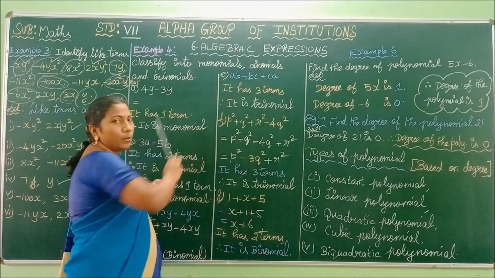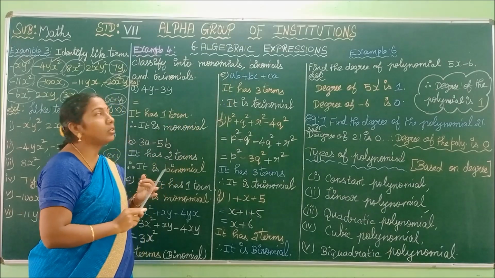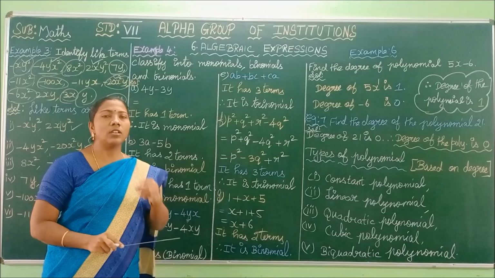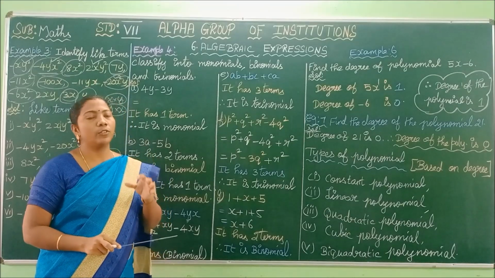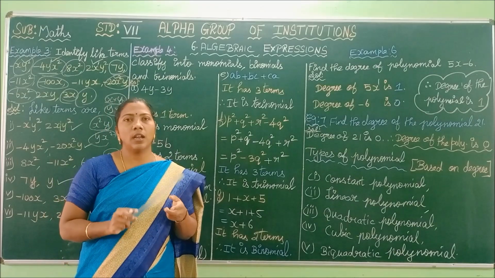Monomial, binomial, trinomial. Monomial means it has only one term. Binomial means it has 2 terms. Trinomial means it has 3 terms. How can you find the number of terms? The terms are separated by only 2 signs. One is plus and the other is minus.